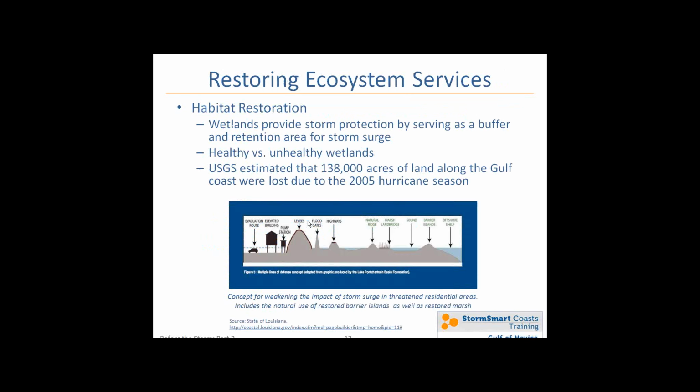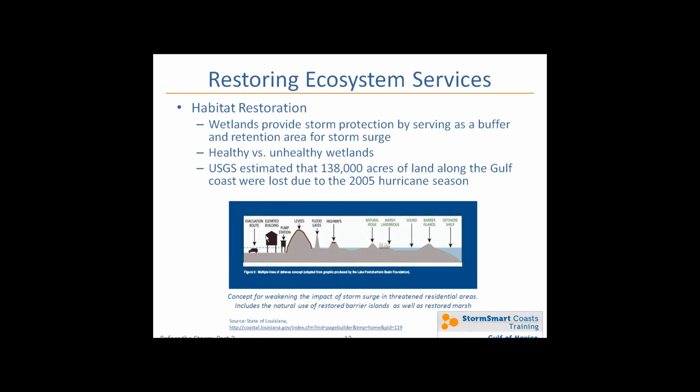Okay, there we are. Restoring ecosystem services. The image on this slide is a conceptual plan from the state of Louisiana for weakening the impact of storm surge. This concept includes the natural use of restored barrier islands as well as restored marsh area to gradually weaken the flow of water in a storm or flood. I believe this example is in a residential area.